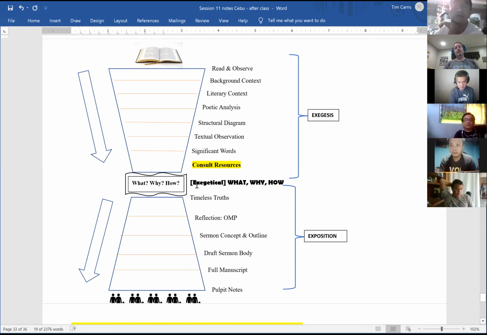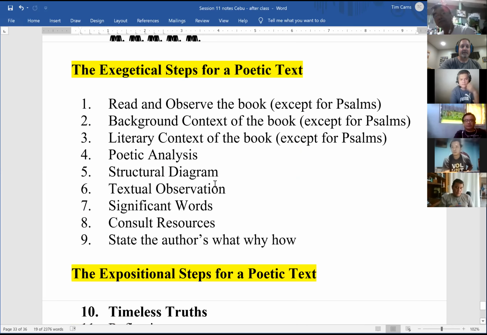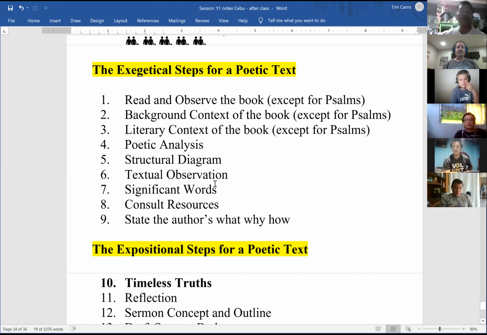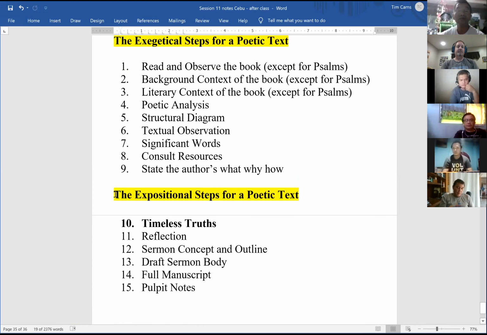Okay? And so this is a key step. If we're able to clearly understand and communicate, write down the author's subject, the context of that subject, and the outline for it, then we really are ready to preach the passage. Okay, because we understand what the author intended to say to his audience. Now I want to bring it to my world. How do I communicate these truths to my hearers? Okay? And so we have the exegetical steps for a poetic text, and then that moves us, and we're going to transition next time we meet into the expositional steps.